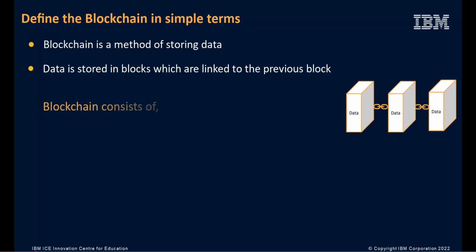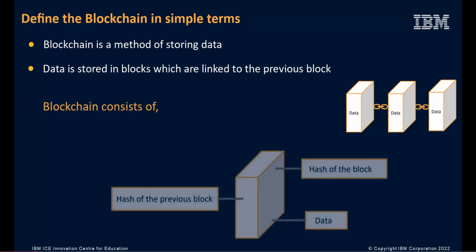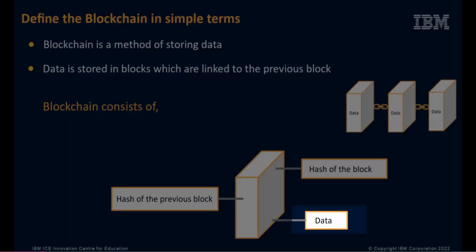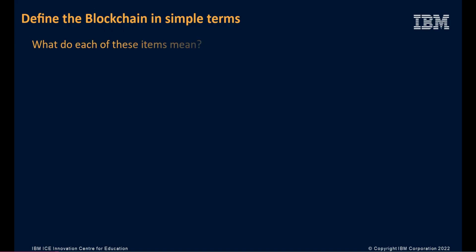What does the block contain? Each block contains 1. A list of transactions. 2. A unique ID for all the data in the block called a hash. 3. A hash of the previous block's data. What does each of these items mean?